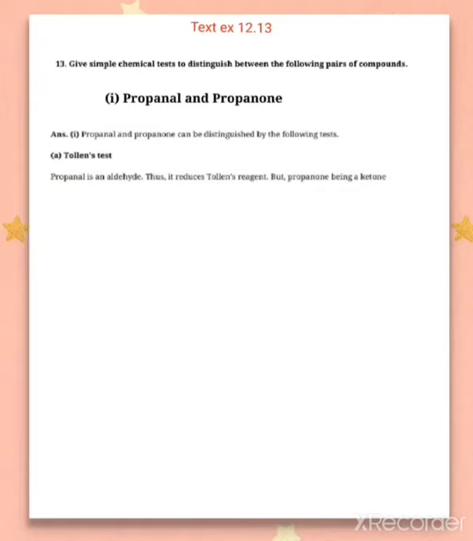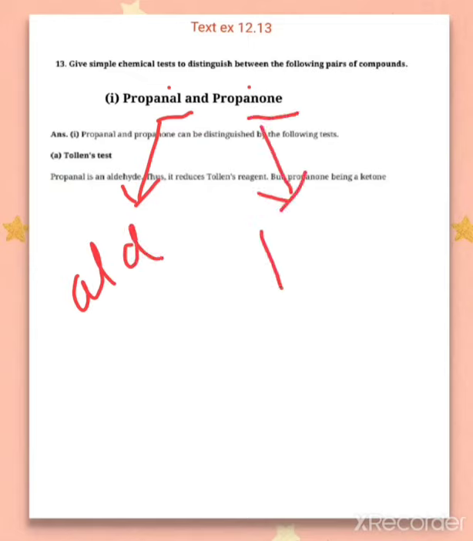Here the first one given to us is propanal and propanone. I will give the idea of how to come up with this answer. First of all, identify the type of compound it is. It is propanal. Propanal means the first one is an aldehyde. And what is propanone? Propanone is a ketone. Now think about any one of the tests by which you can distinguish an aldehyde and a ketone. That means a test which is given by an aldehyde but not by a ketone. That is the test to distinguish between an aldehyde and a ketone.